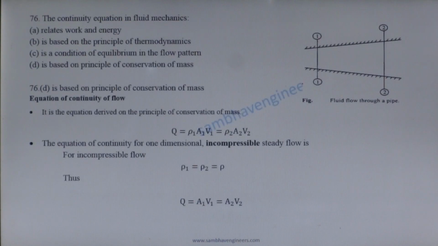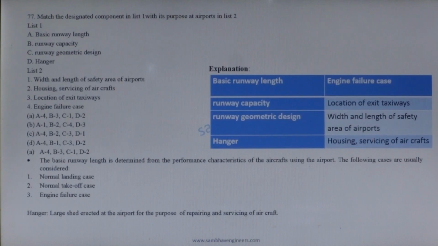Next question. The continuity equation in fluid machines. Continuity equation is based on the principle of conservation of mass. For compressible fluid, discharge or flow rate is equal to rho 1 A1 V1 is equal to rho 2 A2 V2. For incompressible fluid, rho 1 is equal to rho 2 is equal to rho, then discharge A1 V1 is equal to A2 V2.